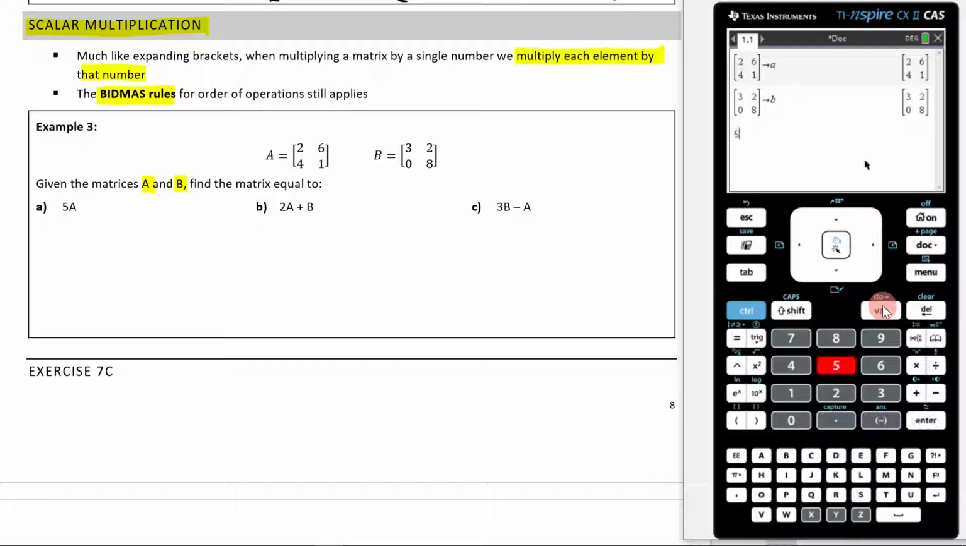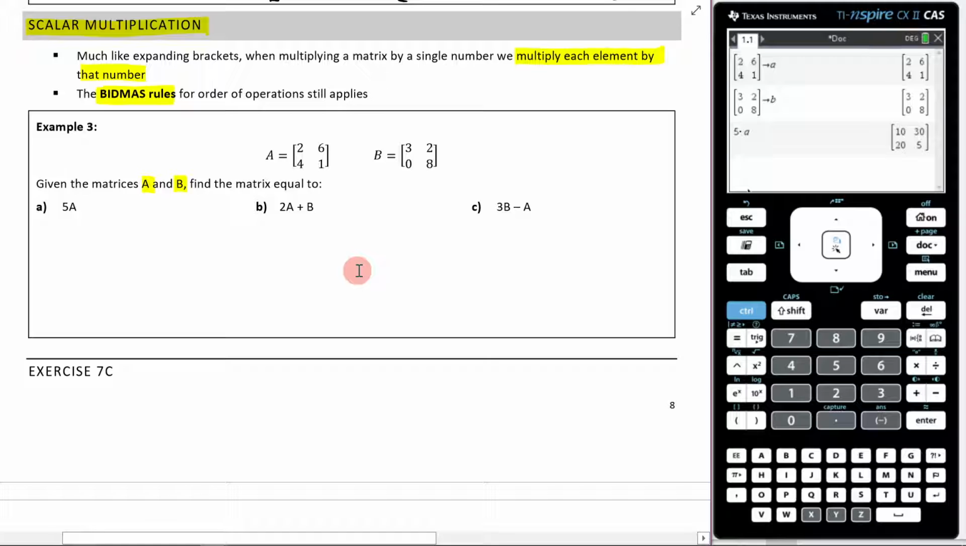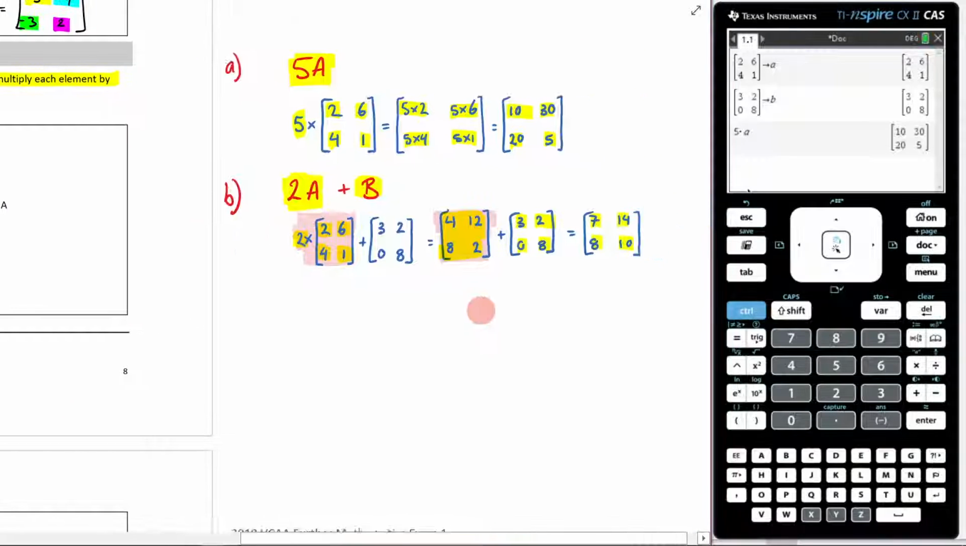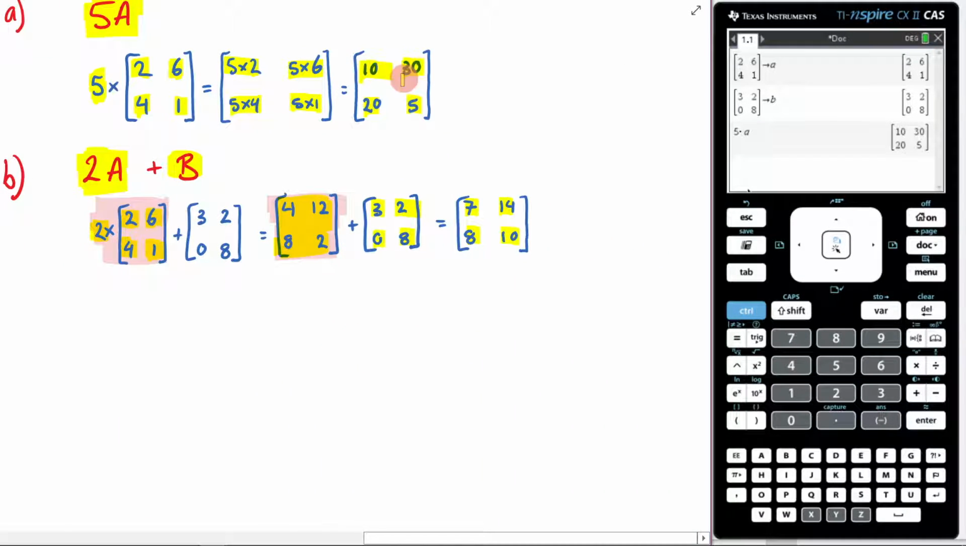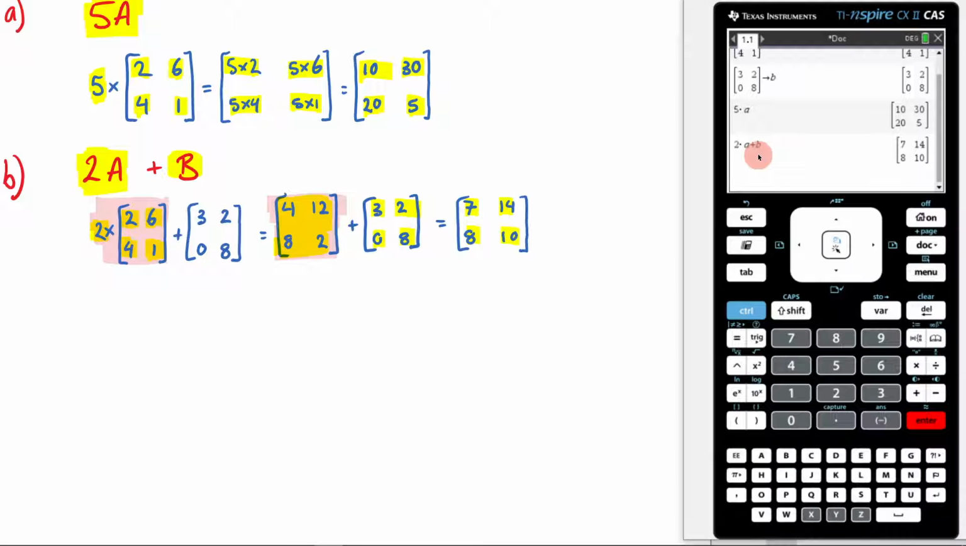All right, then we go 5A. And look, there's our answer, 10, 30, 25. And that's exactly what we saw. There we go. 10, 30, 25. What if we want 2A plus B? We could come over here, we could go 2A plus B. 7, 14, 8, 10.